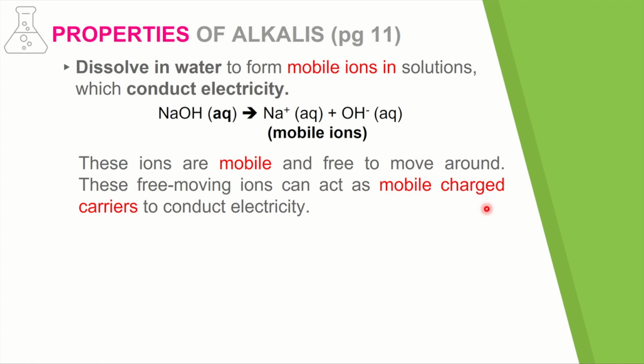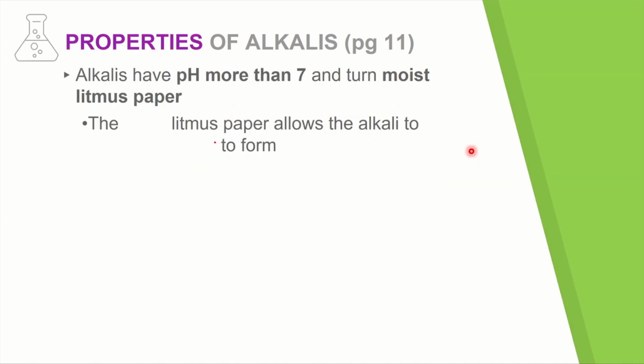Okay, they are in aqueous state, they can swim around, they can move freely, they can act as mobile charge carriers. So these ions can conduct electricity. Alkalis have pH more than 7. They can turn moist red litmus paper blue.